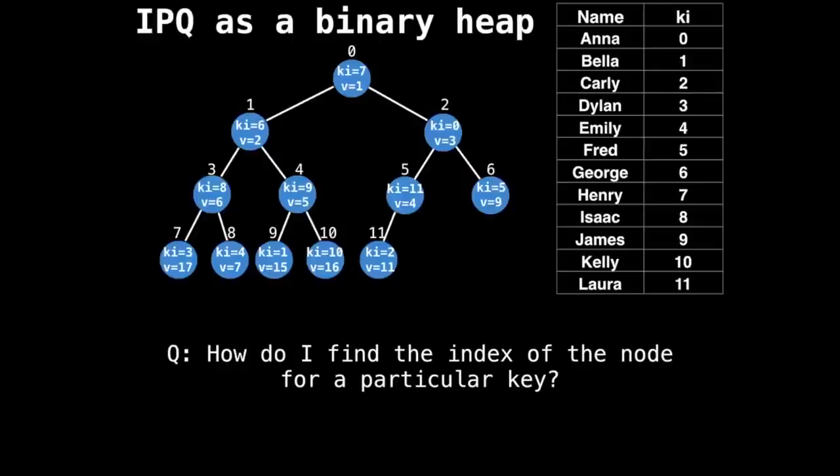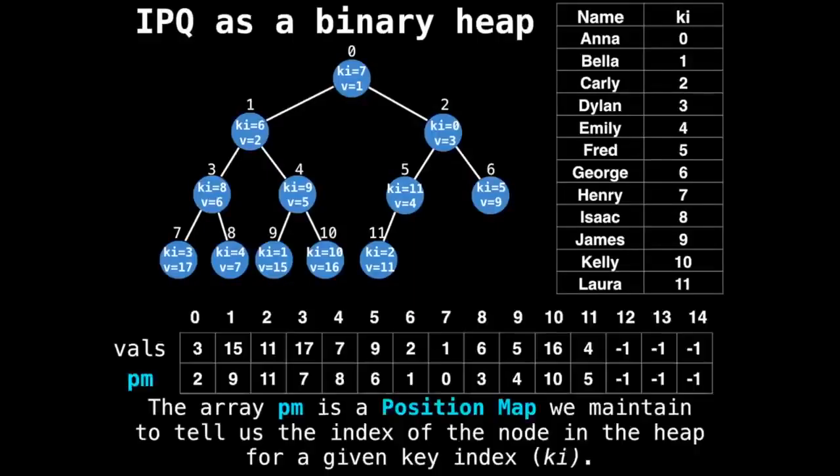But how do we get the index of the node for a particular key? To do that, we'll need to maintain some additional information, namely a position map we can use to tell us the index of a node in the heap for any given key index. For convenience, I will store the position map as an array called PM inside the priority queue.